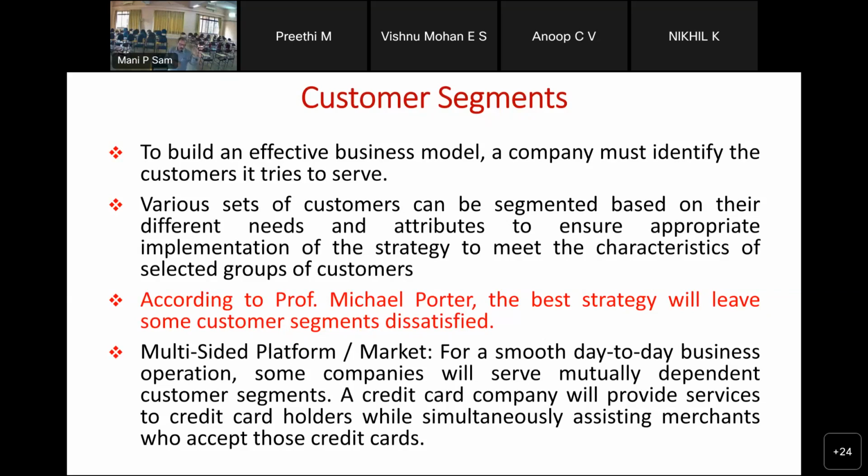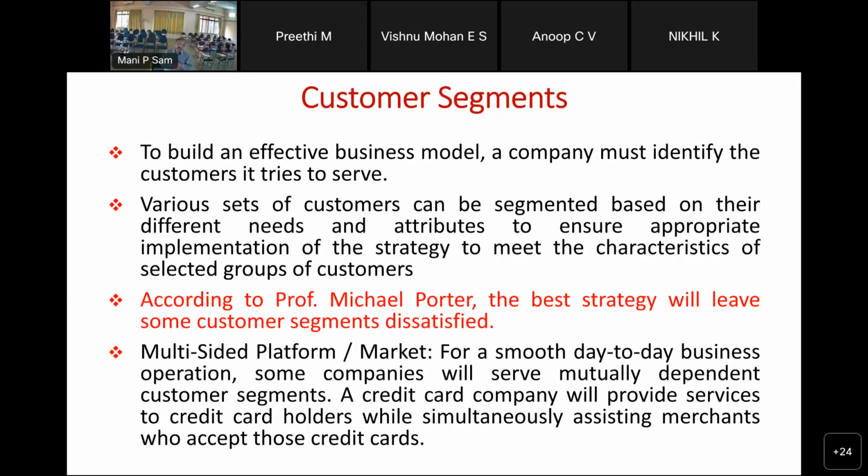And you really cannot say what the customer requirement is, and you really cannot make a value proposition which will fulfill that. That's what the statement of Professor Michael Porter says: the best strategy will leave some customer segments dissatisfied. You really cannot have a magic pill which will meet the requirements of every segment. Or the focus is lost if you are not trying to meet the requirements of a segment in full. It cannot be a diluted delivery. It should be in full, 100% meeting the requirements.